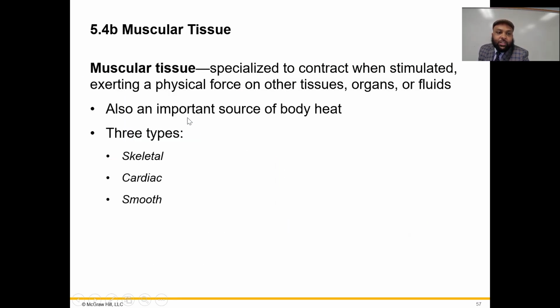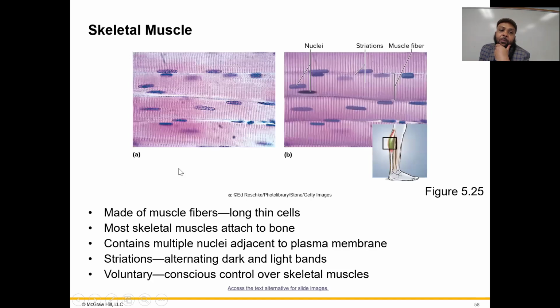Then we have muscular tissue. Muscular tissue is specialized to contract when stimulated, exerting a physical force on other tissues, organs, or fluids. It is also an important source of body heat. There are three types: skeletal, cardiac, and smooth muscular tissue.